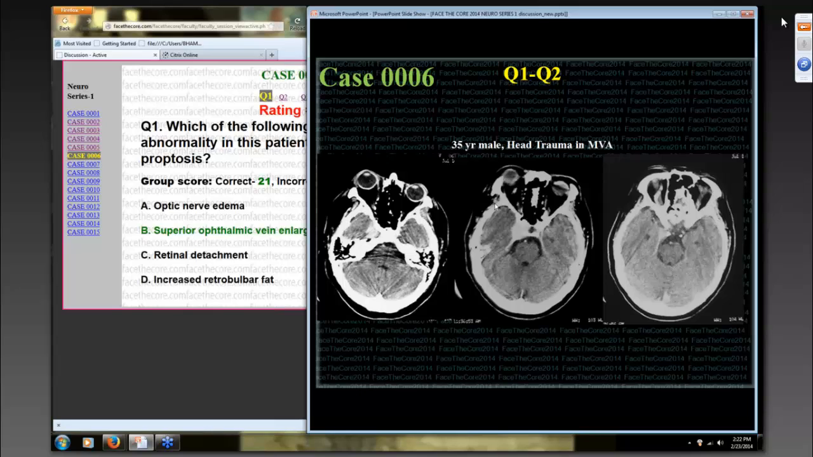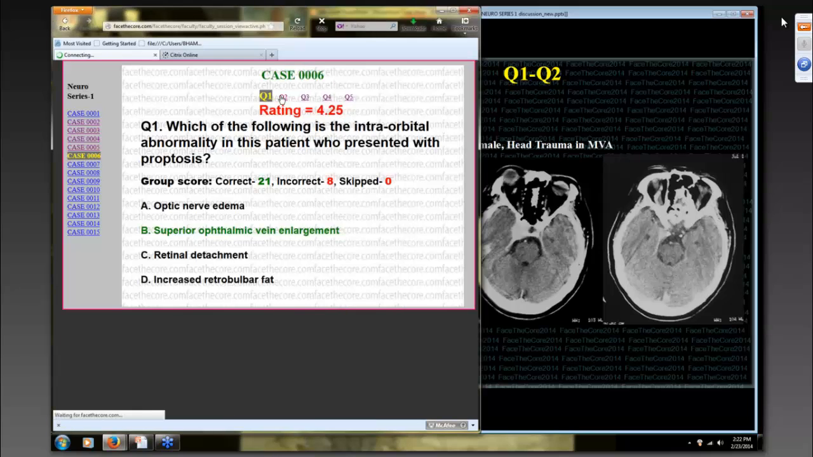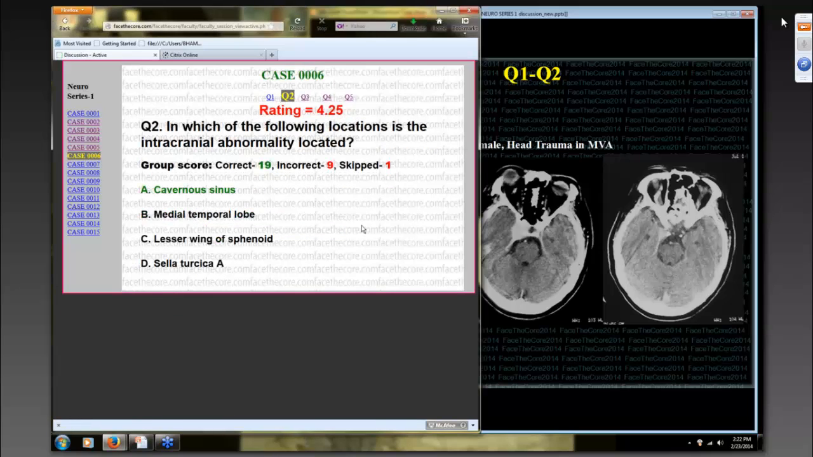And in this case, you can see that there is a unilateral proptosis with a dilated SOV due to a parasellar lesion, which ultimately turned out to be a carotid cavernous fistula.